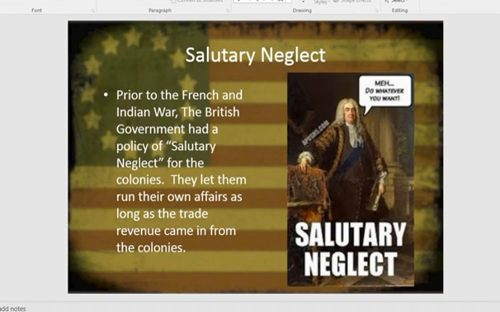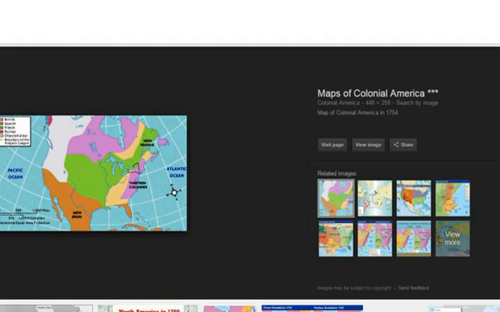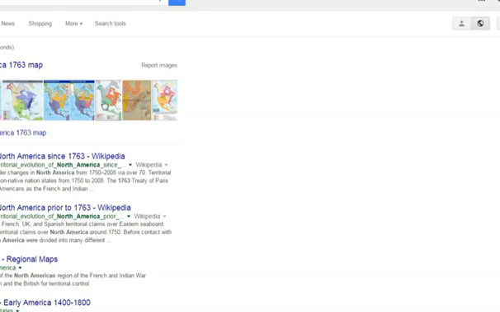Now, the British and the American colonists are going to end up beating the French at the French and Indian War. And before this, the British government had the policy of salutary neglect. Let the colonies do as they will. But after the French and Indian War is over, the political game is going to change. Let's take a look at a map of North America. It's 1763. 1763 is the end of the French and Indian War.